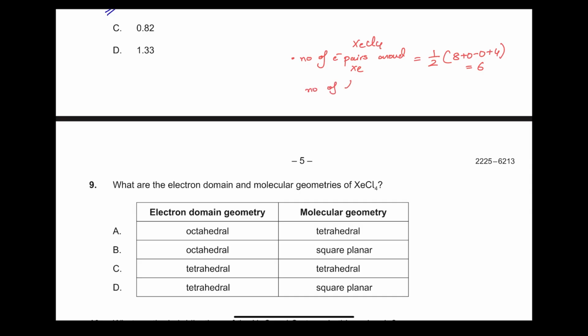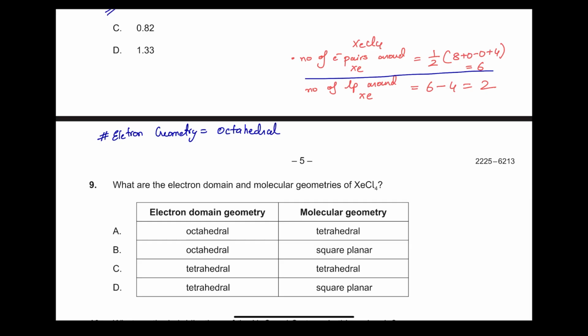And then we'll find the number of lone pairs around xenon, which will be the number of electron pairs around xenon, 6, minus the number of atoms attached to xenon, which is 4. There are 2 lone pairs around xenon, and the number of electron pairs around xenon is 6. From this information, I can say that the electron geometry for 6 electron pairs around the central atom is octahedral. So the electron geometry is octahedral. I can eliminate C and D.